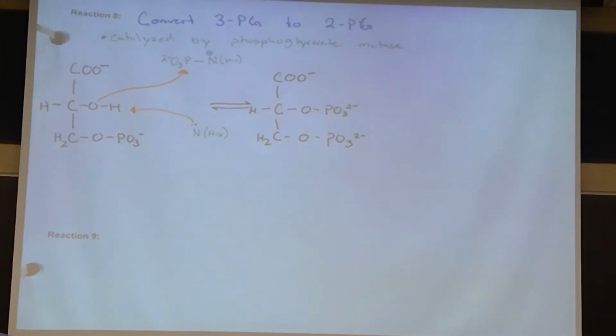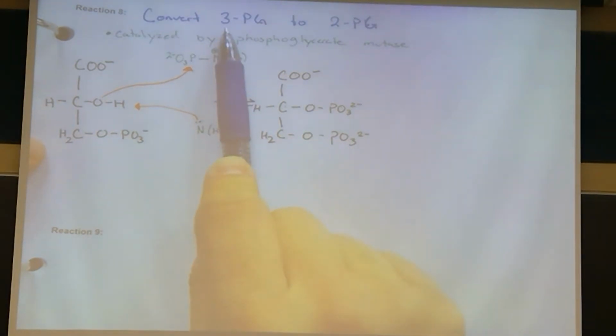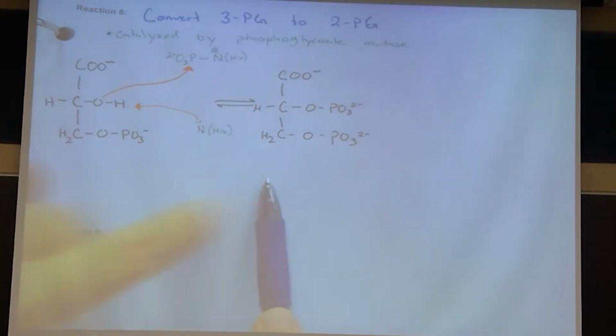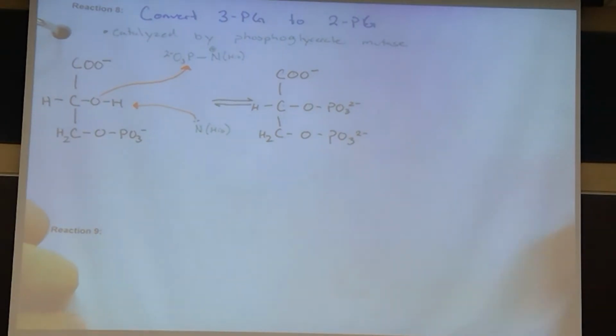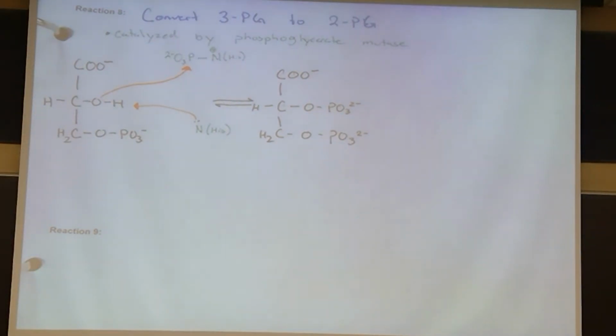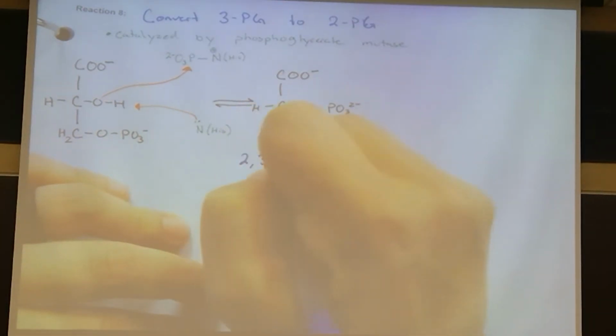How would you name that intermediate? What is our starting material? 3-phosphoglycerate. How would you name this? 2,3-bisphosphoglycerate. So this intermediate is actually something you don't hear very often.